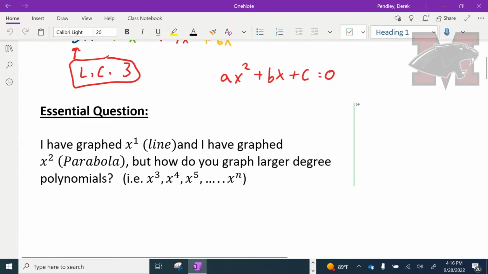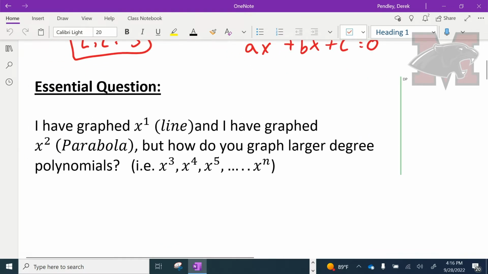So let's look at our essential question today. I'll give you time to write it down. So our essential question is, I have graphed x to the 1, which is a line, right? y equals mx plus b. And I've graphed x squared, which was a parabola. That was all the last section, the quadratic. But how in the world do you graph where the degree is larger than that? When I have x cubed, x to the 4th, x to the 5th, all the way up to x to the n, how am I going to graph a polynomial when it's not a 1 or 2? I know how to do a 1. I know how to do a 2. But past that, oh man, I'm lost. I don't know what to do. Well, today we're going to answer that. We're going to start to look at the basic characteristics of what these graphs do. So I'm going to give you time to write this down. Go ahead and do that.